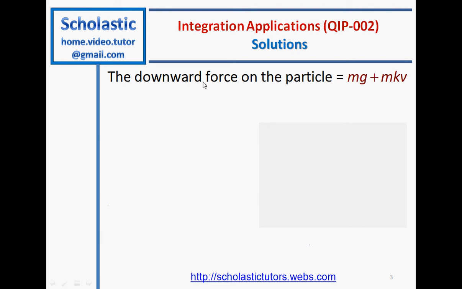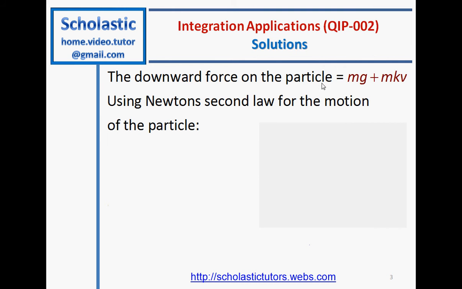The downward force on the particle is equal to mg plus mkv, mass times gravitational constant plus the resistance mkv. Using Newton's second law for the motion of the particle, we can write P equal to mf, or P equal to m dv by dt. The acceleration f is given by dv by dt.